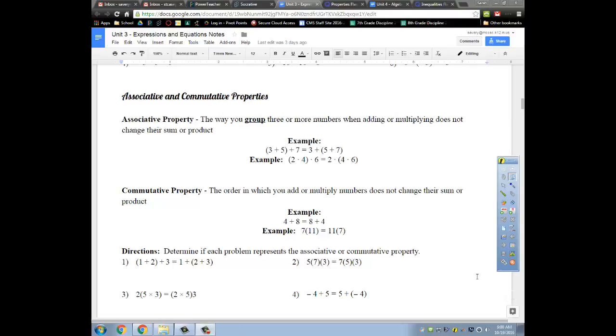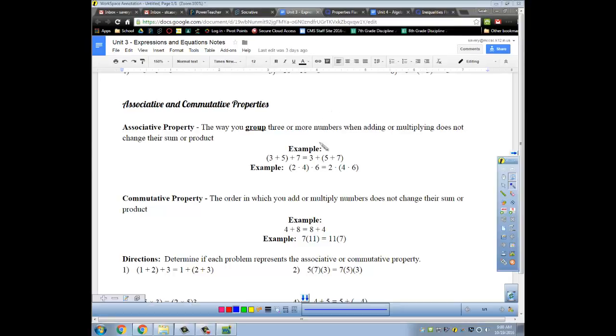Okay, we're going to continue talking about properties today. We just have two: the associative and the commutative properties. The first one, associative, means that you can group numbers when adding or multiplying, and it's not going to affect their sum or their product. So you can move parentheses around, and it's not going to change your answer.